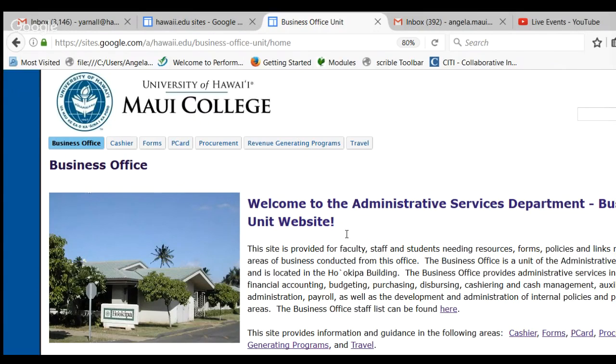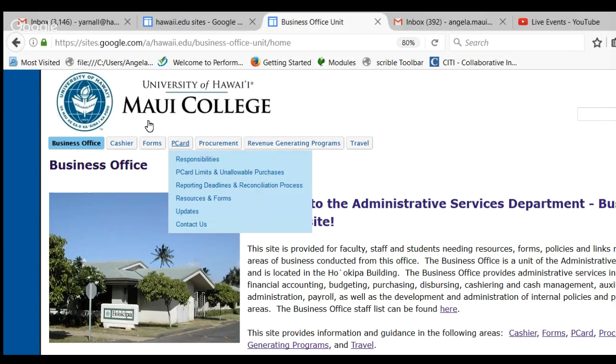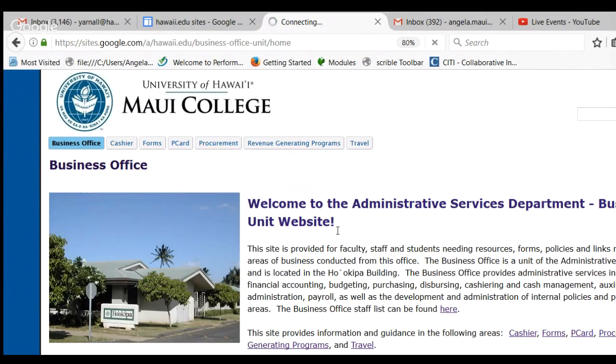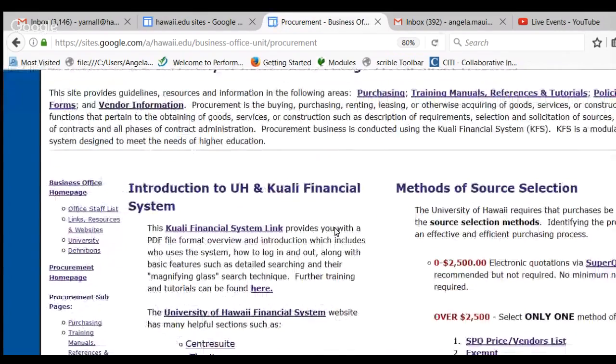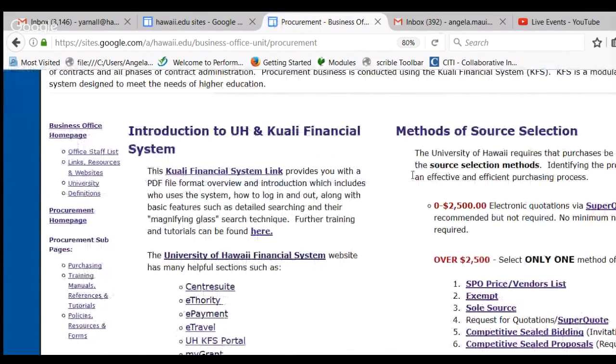Procuring. I haven't done this before, but I've always heard about Supercode. Anytime you spend 2,500 or more, I would have to think you go to procurement, and that would be the Supercode right here. Supercode required. What pops out at you? The word Supercode pops out first. But I'm not sure where to go or what to do next.